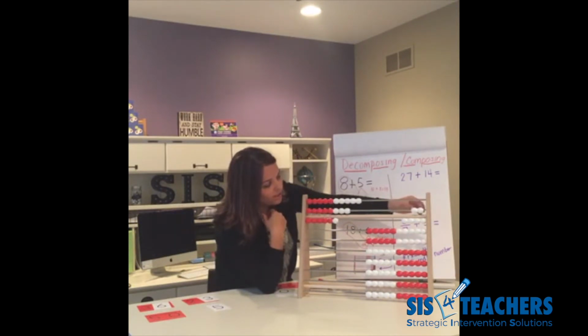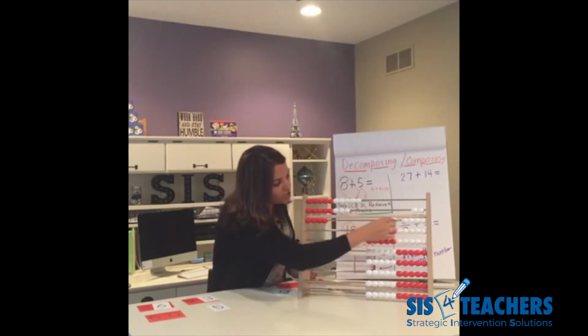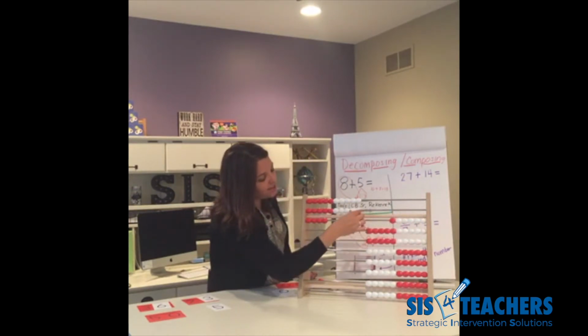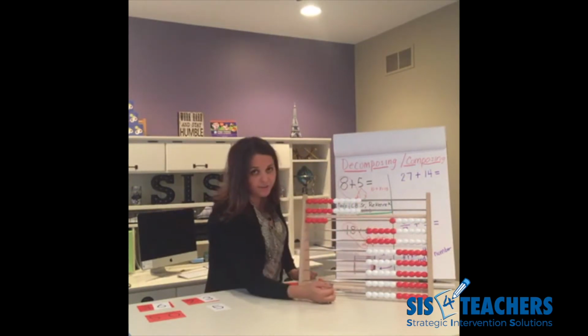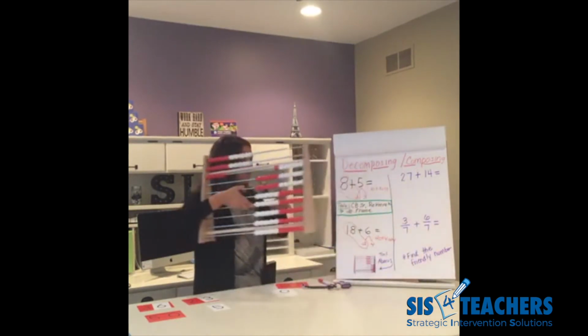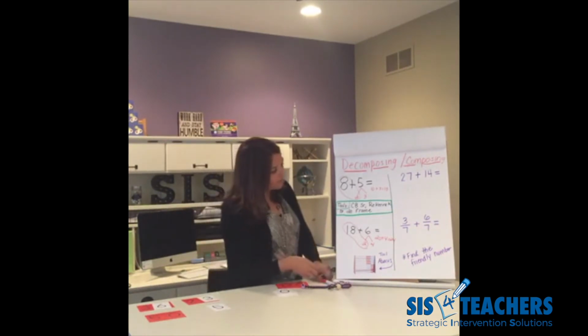And so we know that we need 2 more, so we're going to take our 6 and decompose it into 4 and 2. So we're going to take that 2 and bond it with our 18 to get that nice even 20 to get our answer of 24. The abacus can be used for lots of things, but decomposing and composing is a really great way for kids to see how to use it.